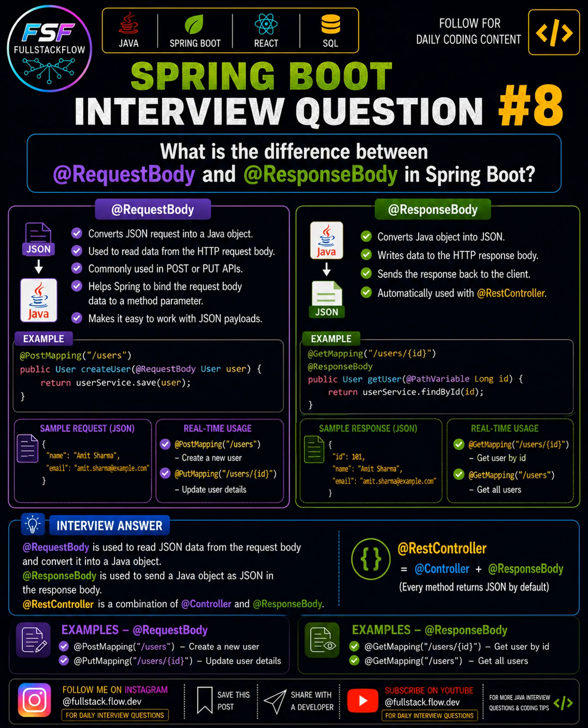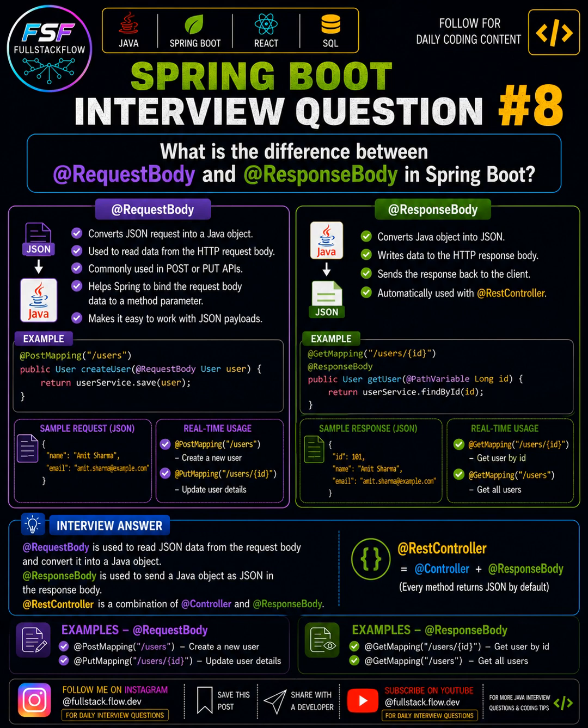Then Spring automatically creates a user object and stores the values inside it. Then we simply call user.save(user). Here we are passing the user object as an argument to the save method. Point 2 is @RequestBody is used to read data from the HTTP request body. For example, when you fill out a registration form and click submit, the browser sends the user details to the server. Those details are present inside the request body. Here @RequestBody reads the data.